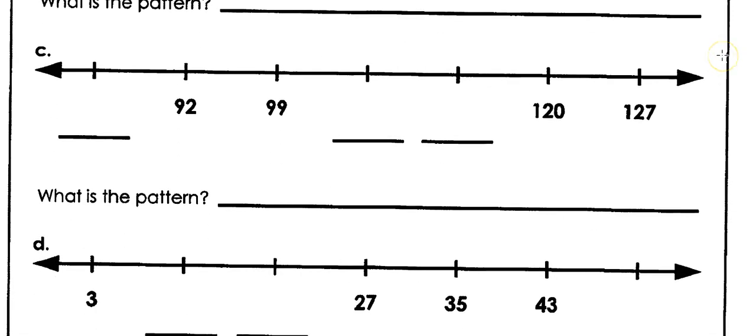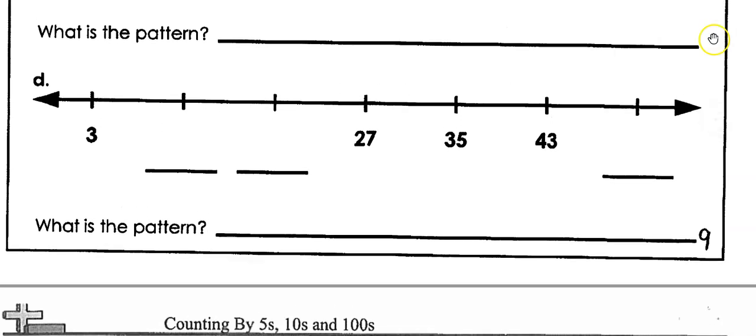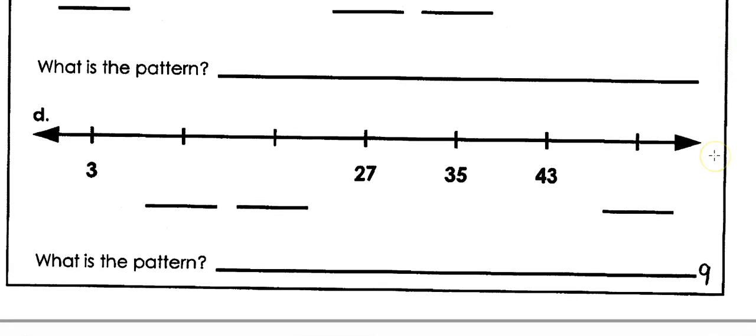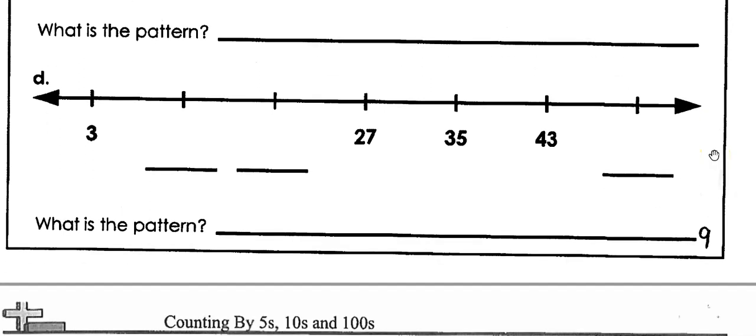What's the letter C? Same thing. What's the pattern? How do I get from 120 to 127? Okay, again, from left to right, the numbers are getting bigger. That means that I add by whatever that is, okay? I did one example for you at the top. Let me do an example for you right here, the last one, okay? Letter D.